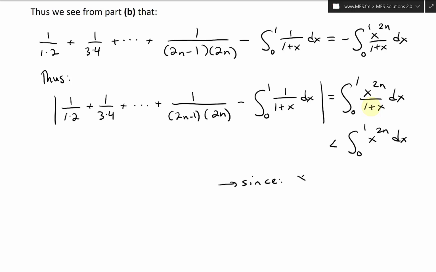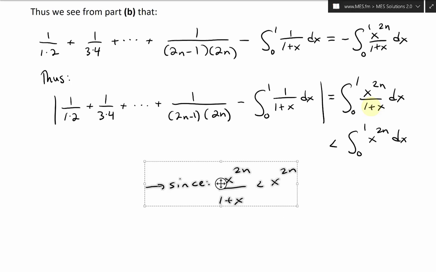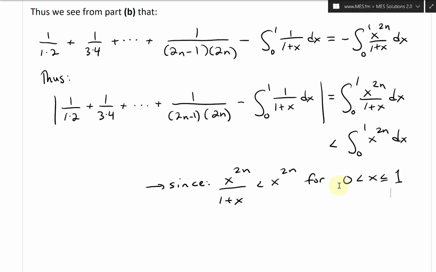So it's less than that, since x to the 2n over 1 plus x is less than x to the 2n for x greater than 0 and less than 1. But you're integrating over the whole area. When x is equal to 0, then they're just both equal to each other. But for every other value, it's all less, and when you're summing it up, it's going to be less. Alright, so that is what we have. I'll just box this whole thing because we showed that it is less than that, the expression that we were asked to show in the question.